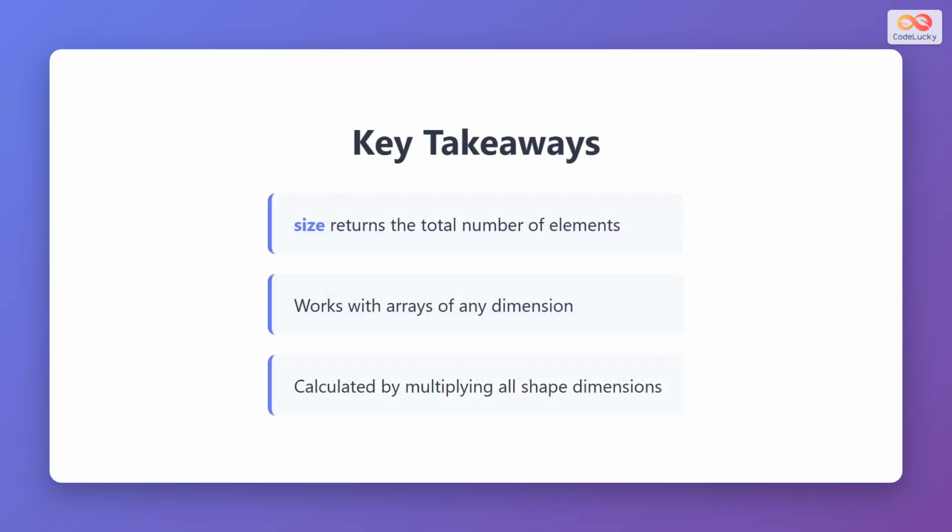Let's recap the key points. First, the size attribute returns the total number of elements in an array. Second, it works with arrays of any dimension, whether one-dimensional, two-dimensional, three-dimensional, or higher. Third, the size is calculated by multiplying all the dimensions together from the shape tuple. This makes size a quick and efficient way to understand how much data your array contains.